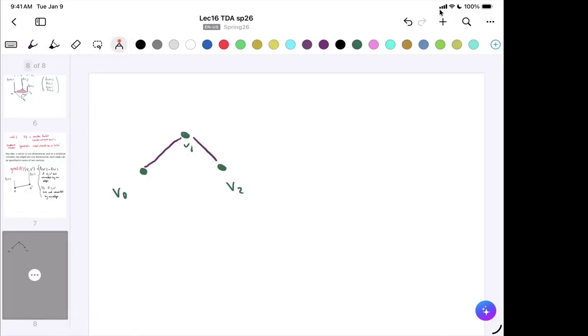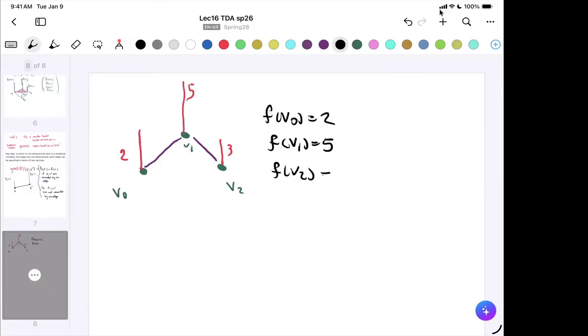And let's say that your function assigns, again just to draw it pictorially, the value two to the vertex zero. It assigns the value five to the vertex one, and it assigns the value three to the last vertex, the vertex v2. So meaning that the function is f of v0 equals 2, f of v1 equals 5, and f of v2 equals 3.